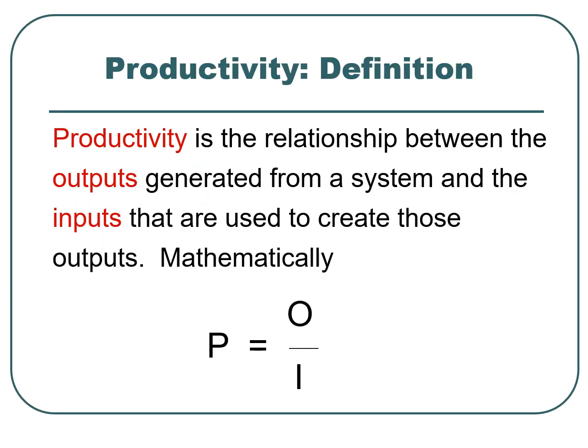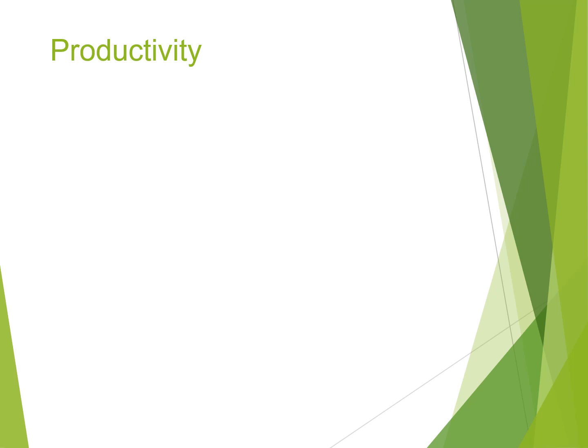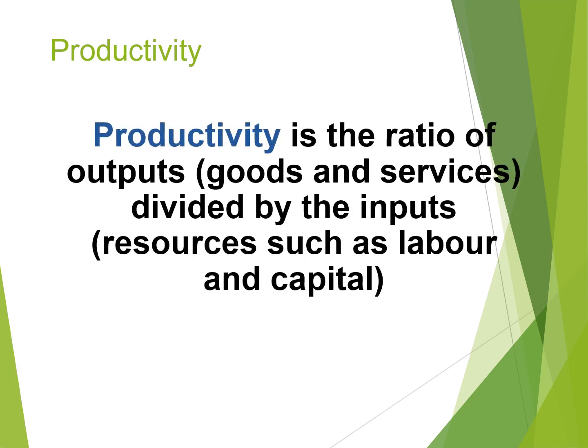Here is the productivity definition. Productivity is the relationship between the output generated from a system and the inputs that are used to create those outputs, and mathematically it is an equation: productivity equals output over input. So productivity improvement means getting more bang for the buck, either reducing input while keeping output constant, or increasing output while keeping the input constant.